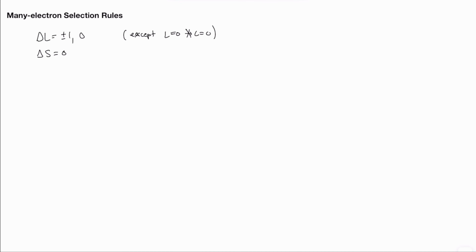Delta S is also equal to 0, so there can be no change in the spin. Delta J can be 0 or plus or minus 1, but this has the same exception, so 0 to 0 is forbidden. And there's one tiny little addition to it. It's kind of a clarification on what is meant by this delta L suddenly being allowed to be 0 here. And we're going to write that as delta L, or small l, is equal to plus or minus 1.